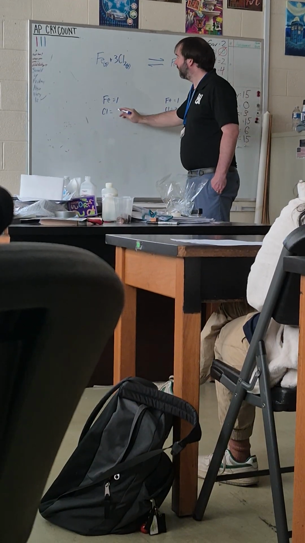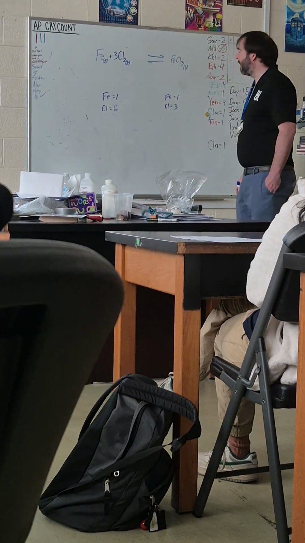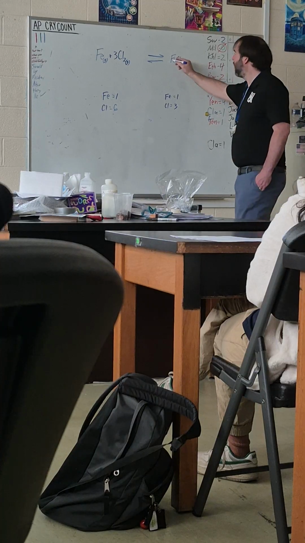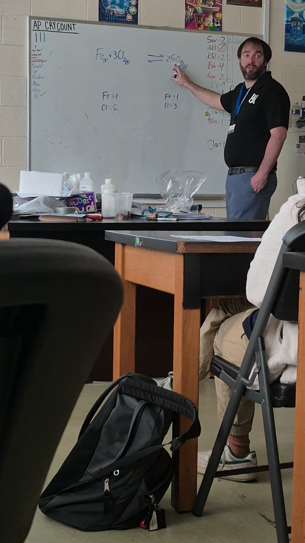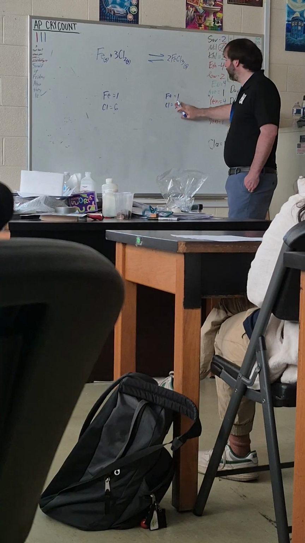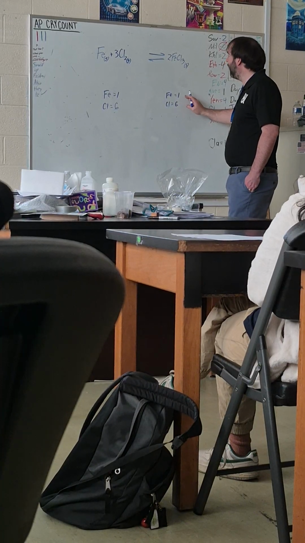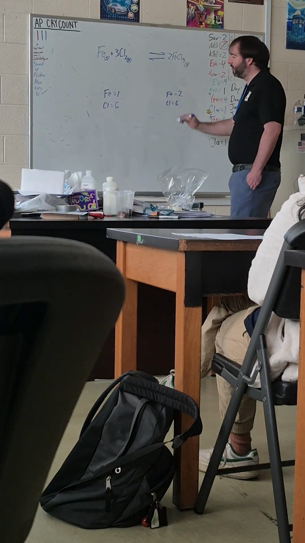Okay, so that's gonna make that 6. And then 2 chlorines on the other side. Alright, so put a 2 here. Now you can't split it, this is one thing. So this is gonna make 6 chlorines. Uh-oh. But it makes 2 iron.